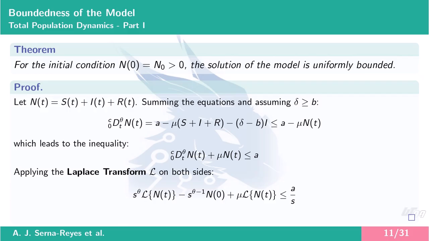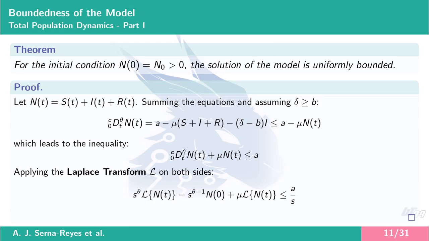To prove this, we define the total population as the sum of the three states of the system. Under the reasonable assumption that the disease-induced death rate is at least as large as the immigration rate of infected individuals, we obtain a fractional differential inequality that governs the total population dynamics.